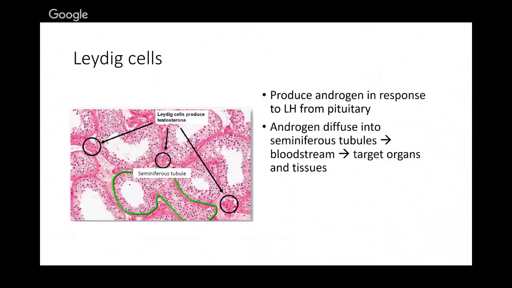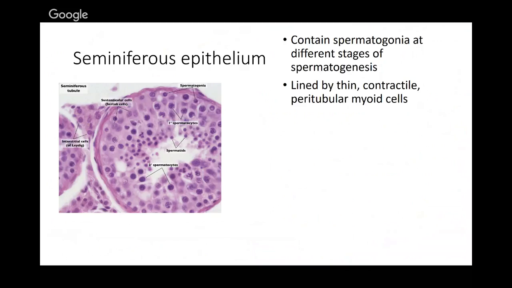Compared to Sertoli, Leydig is very simple. It produces androgen or testosterone in response to LH. So that's pretty much the main role of Leydig. Leydig is not inside the seminiferous tubule, it's outside. And when it releases the androgen, it will then diffuse into the seminiferous tubules and then into the bloodstream and reach the target organs and tissues. And do what testosterone usually does, so helps you gain muscle mass, or makes you lose scalp hair, but gain body hair, whatever.